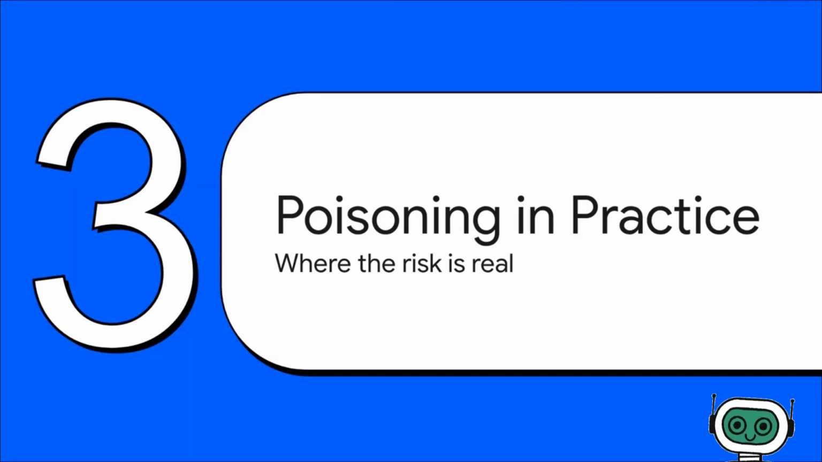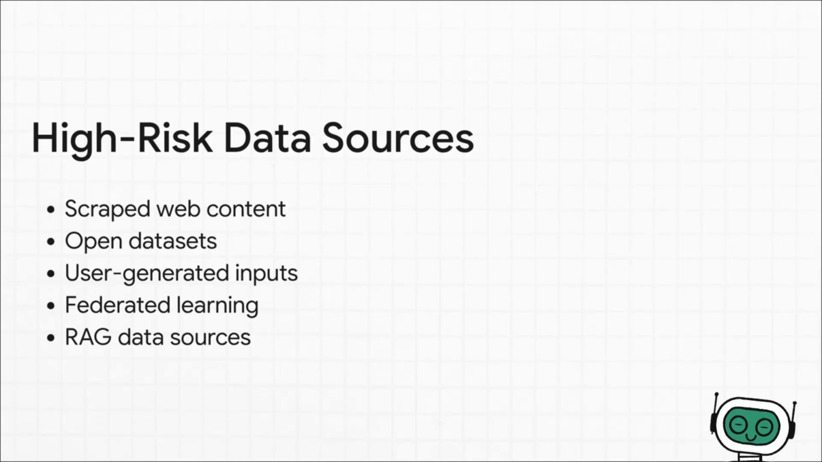And this isn't just a theoretical threat. The risk is very real, and it's especially relevant for the kinds of AI systems we're building today. The biggest vulnerabilities pop up whenever you're using data that you don't 100% control. Think about it. Content scraped from the web, open data sets, or even data from your users. These are all potential entry points because they're hard to fully vet. The same goes for complex systems like federated learning or RAG pipelines, which pull data from many different sources, creating even more opportunities for an attacker to slip something in.